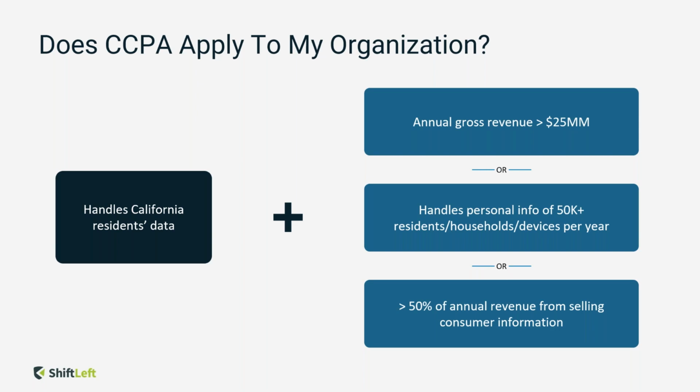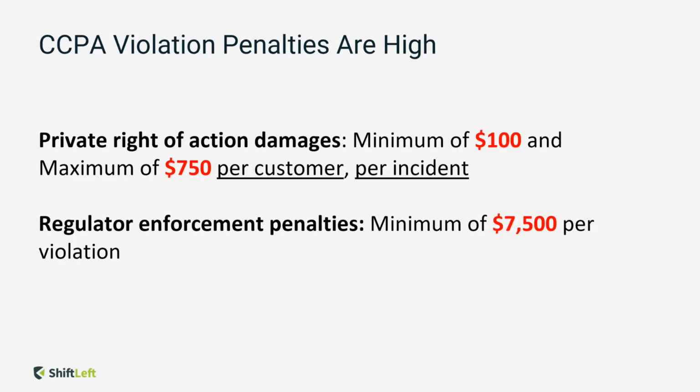Okay, this is what CCPA is, and this is applicable for me. What happens if I'm not compliant? Well, the penalties are pretty high. One, there's a minimum amount that you need to pay per customer per incident. That is the action damages. But if you see the regulator enforcement penalties, it just says a minimum of 7,500. There's literally no ceiling on how much you could be penalized if there is an incident.